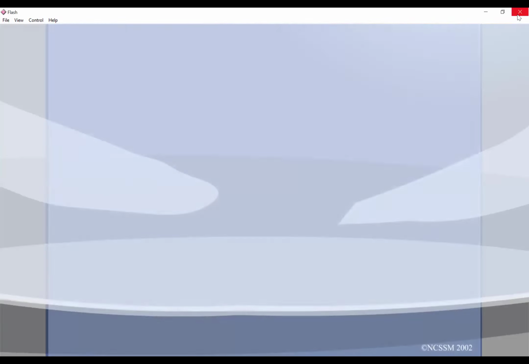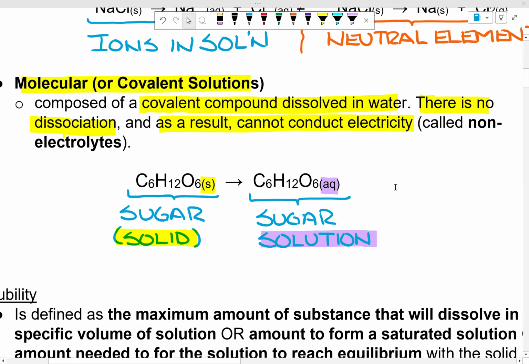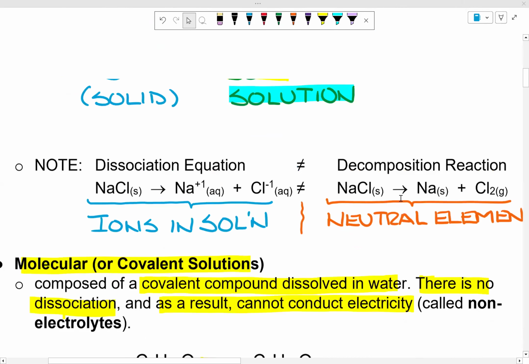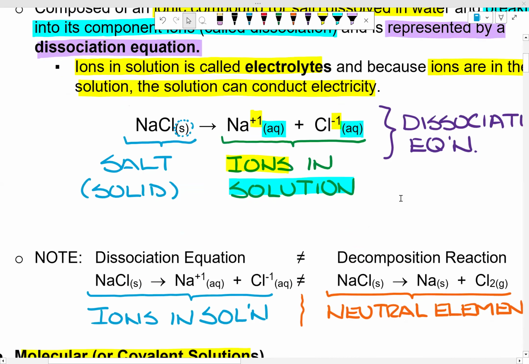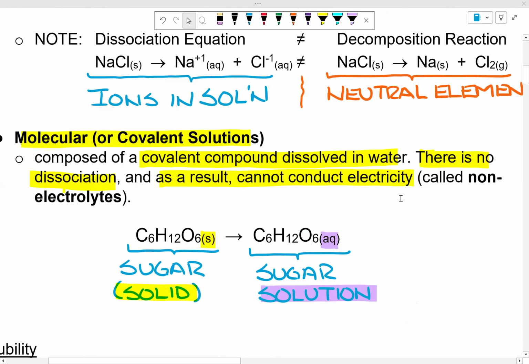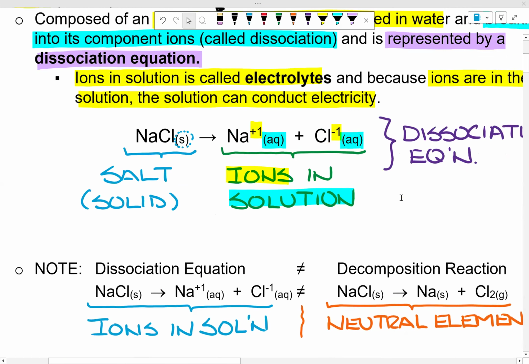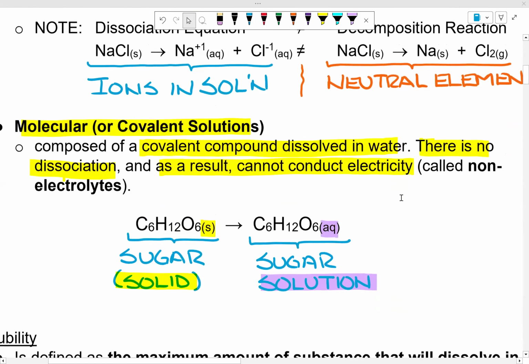So what I'm going to do is pull this out, and I'm going to share screen. Now share. Okay, so that is the key difference between a dissociation equation and a molecular solution, a difference between an ionic solution and a molecular solution.